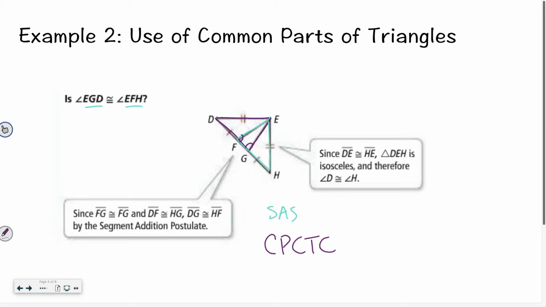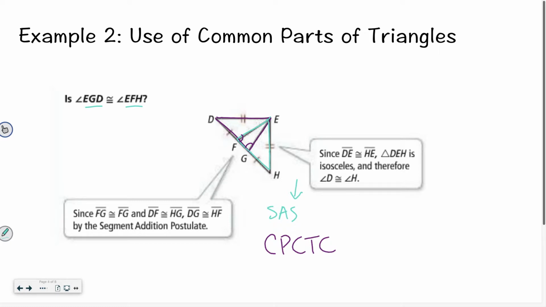CPCTC. Some of you are confused on when you can use CPCTC or what the point of it is. The way you know you can use CPCTC is if you already have two congruent triangles. Remember, these two letters stand for congruent triangles. So that means you need to have congruent triangles first.